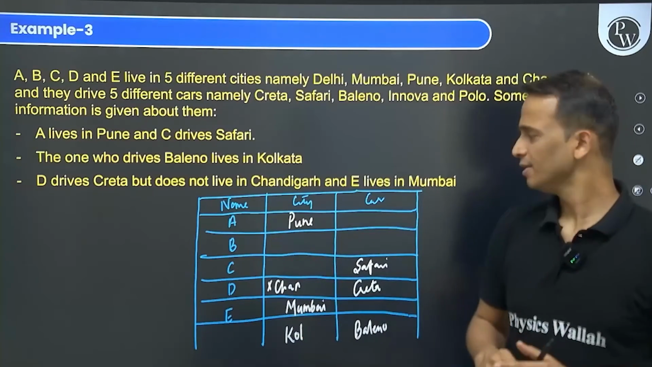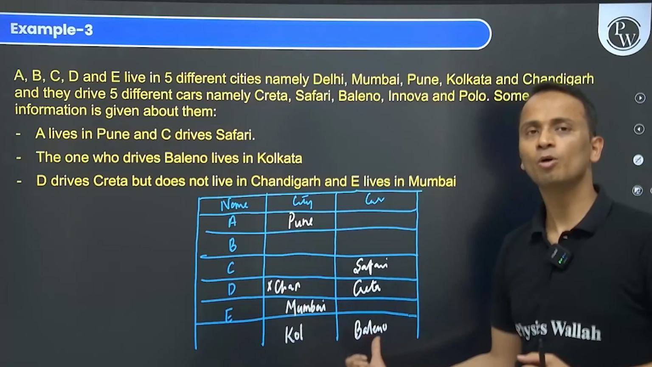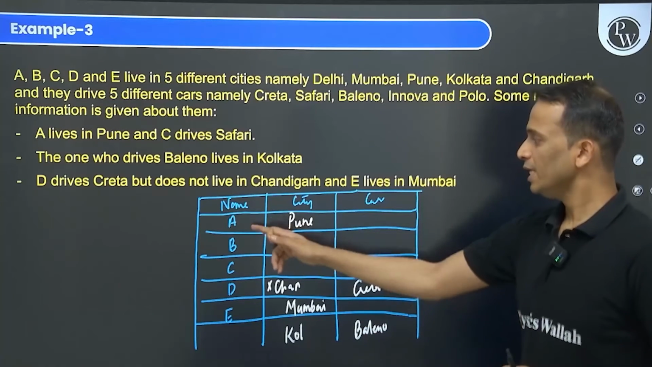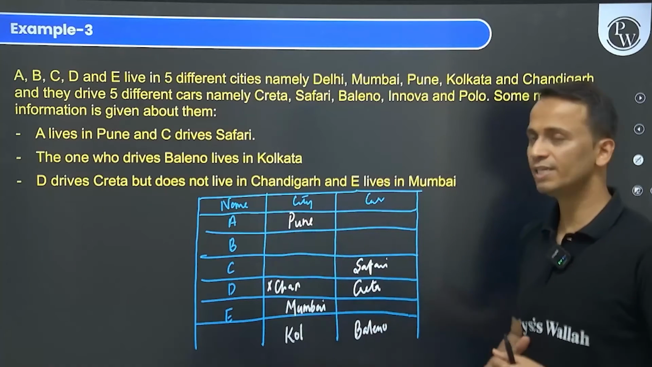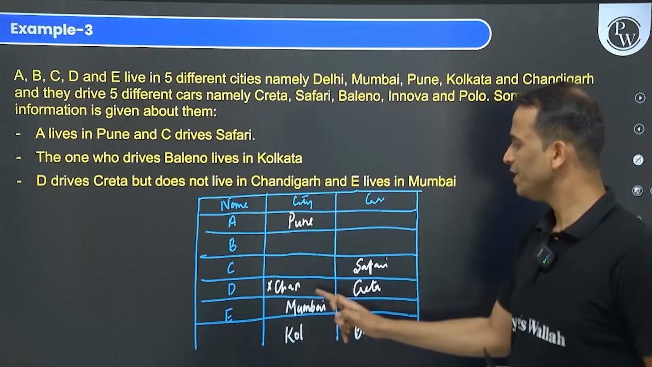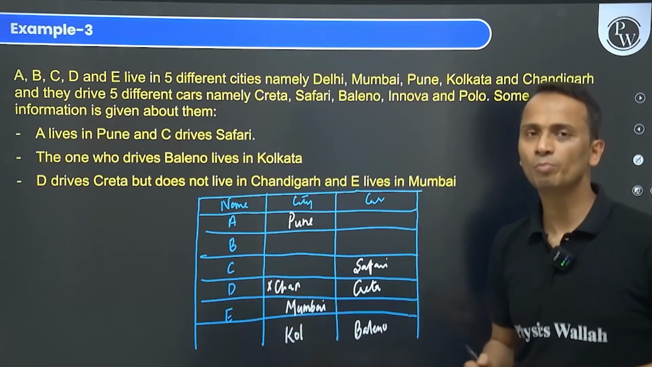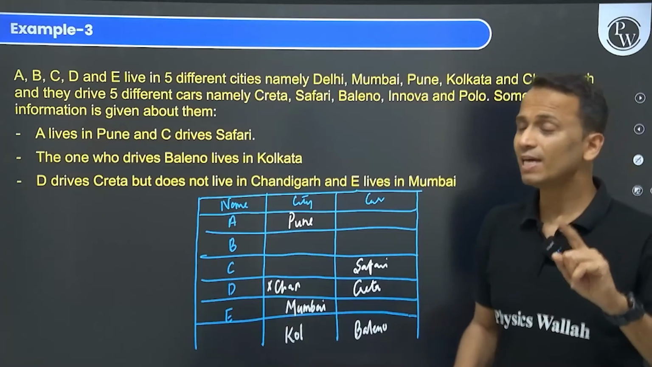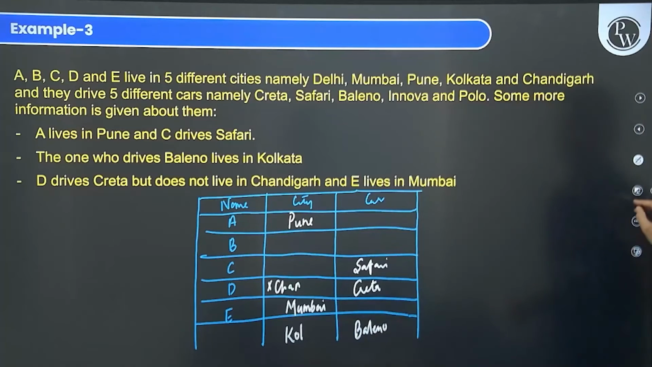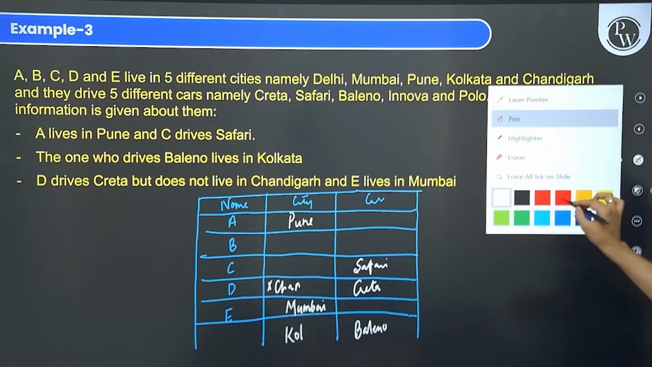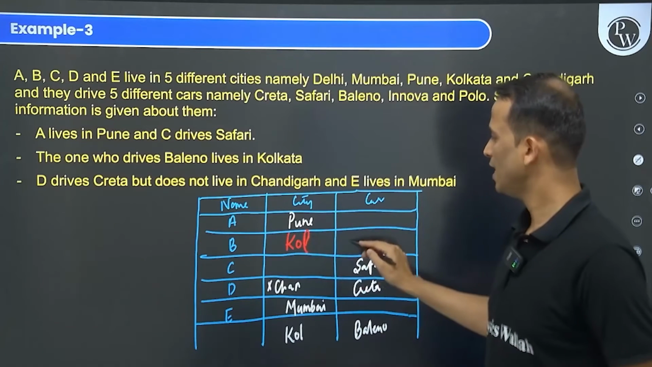इतना ही पता है. अब एक एक करके चेक करते हैं कि फर्स्ट ऑफ ऑल ये कोलकाता बलेनो का कॉम्बिनेशन कहां पे आ सकता है. It cannot be A because A lives in Pune. It cannot be C because C drives Safari. It cannot be D because D क्रेटा ड्राइव करता है, और E भी नहीं हो सकता because E मुंबई में रहता है. तो एक ही स्पेस खाली है इसके लिए. B will live in Kolkata and will drive Baleno. ओके, तो मैं यहां पे लिख देता हूं B कोलकाता एंड बलेनो.